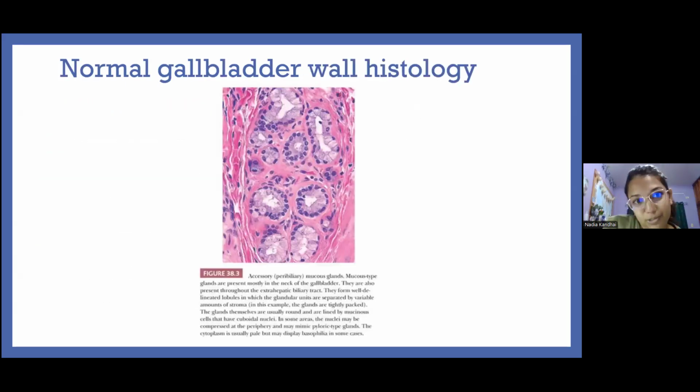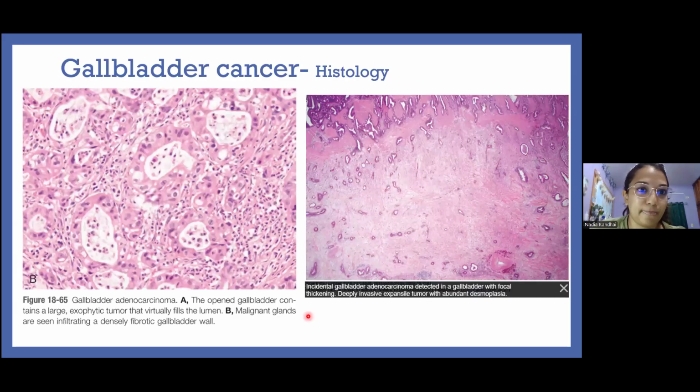Running through the normal gallbladder wall histology, we could see round mucus glands lined by mucinous cells with cuboidal nuclei. And in malignancy, you could still see some well-formed glands, and in adenocarcinoma, the cancer comes from the glands with atypical cells making up the glands themselves.